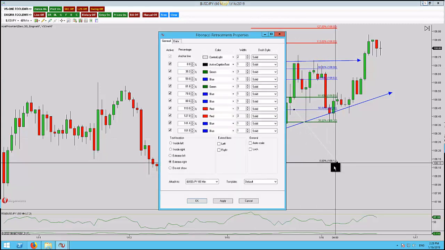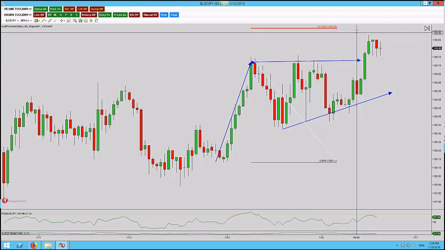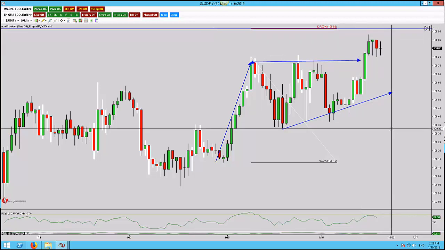Now, here's the thing. The trade hasn't played out yet because my targets would be the 127, but we have had confirmation for me that this trade was valid by having this break above, close above. Targets would be at the 127, which is up here. And as you can see, we have not yet got up to that level.